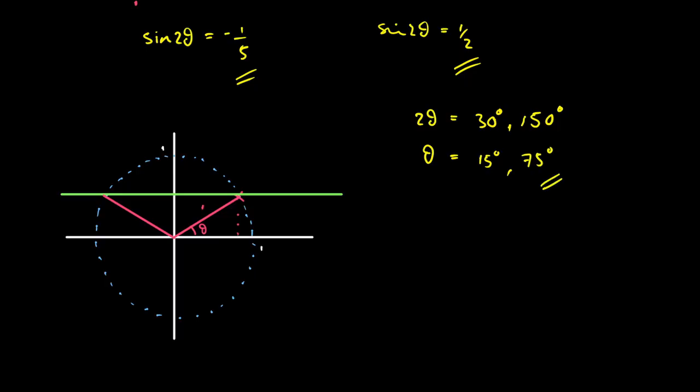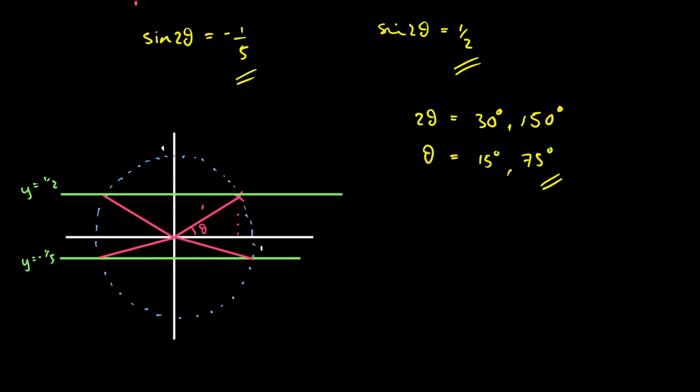All right, so what about this guy? Sine 2 theta is equal to negative a fifth. So we're trying to find where the y coordinate is equal to negative a fifth. We could do that over here. This is where y is equal to positive half, and this is where y is equal to negative a fifth. We can see that we're going to have two solutions to that. We're going to have this angle here, and that angle there.